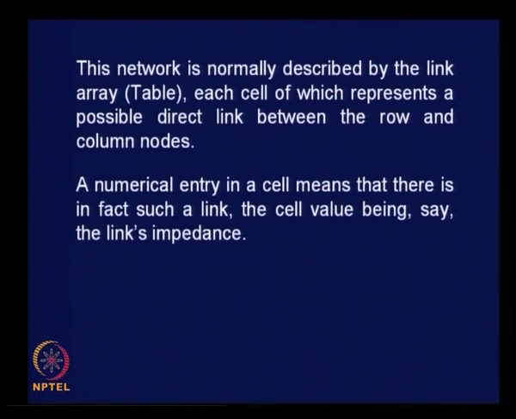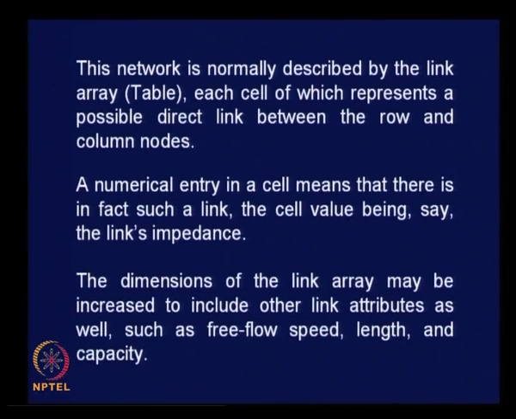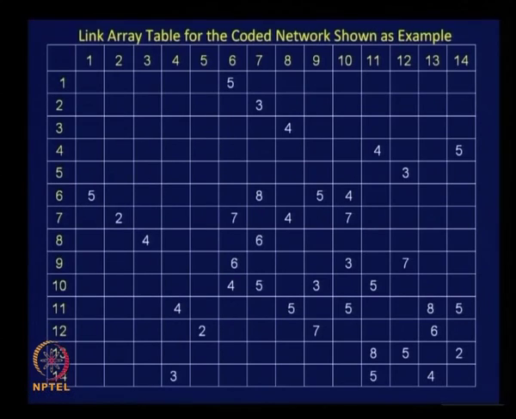A numerical entry in a cell means that there is in fact such a link, the cell value being, say, the link's impedance, possibly travel time. The dimensions of the link array may be increased to include other link attributes as well, such as free flow speed, length of the link itself and capacity of the link and so on. This is the link array table.